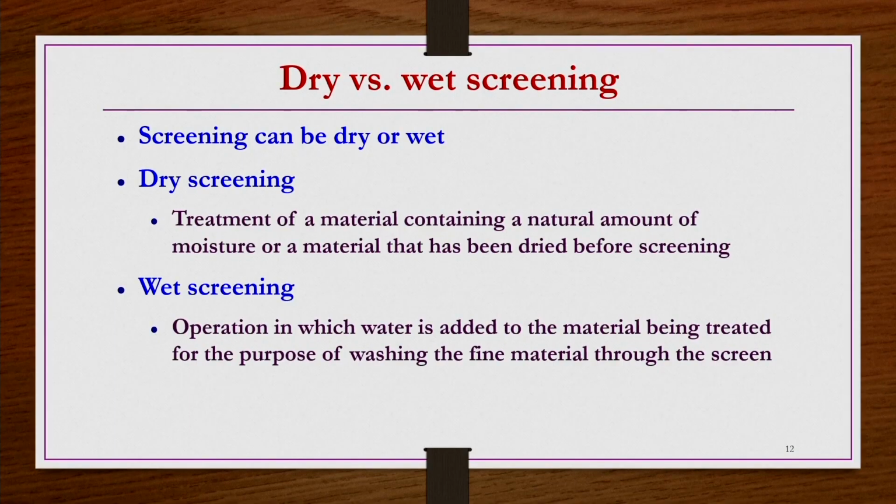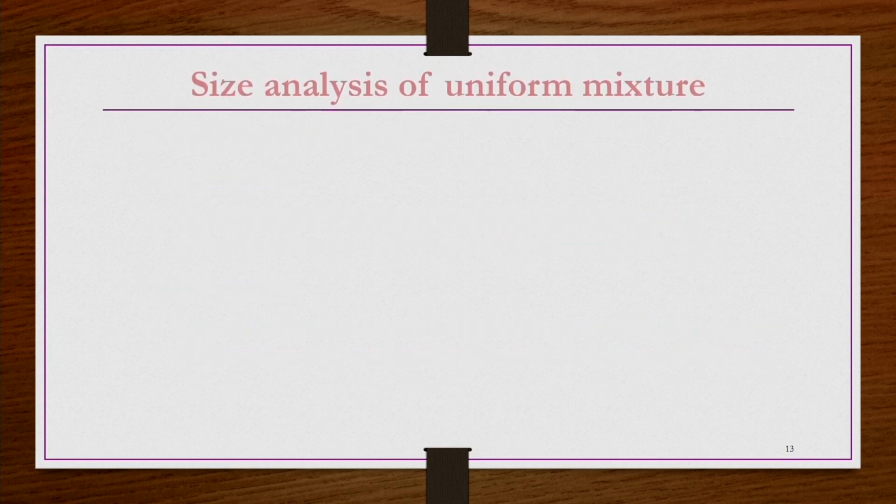So, then what you do, you can use water. The screen operation in which water is added to the material being treated for the purpose of washing the fine material through the screen is known as wet screening. Either the fines may be obscuring the process, or those fine particles have much more value than the other particles; then also wet screening is an important one.